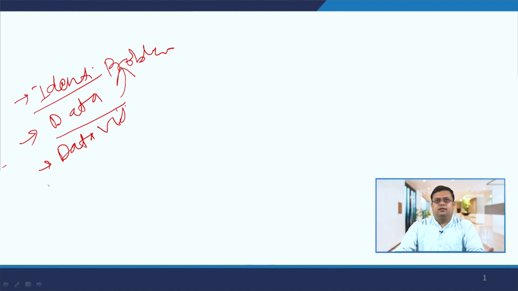The moment you have identified the problem, in the next step you have to identify the data that you are supposed to collect in order to address that problem and understand it better. In the third step you can do data visualization. You have collected the data in the form of Excel. Now you can use certain tools that we have already discussed in previous sessions, like Tableau, Power BI and Excel, to visualize the data.